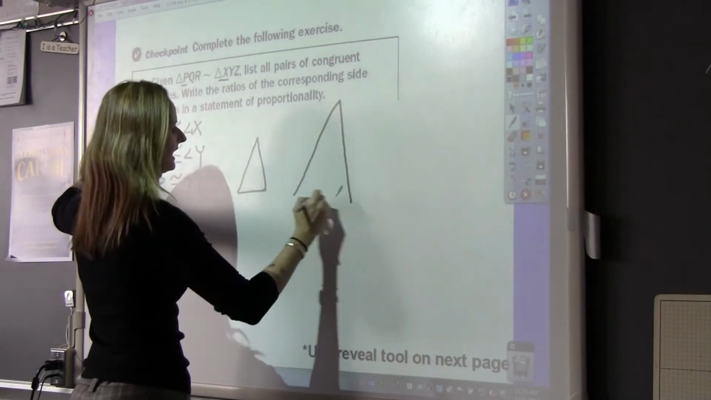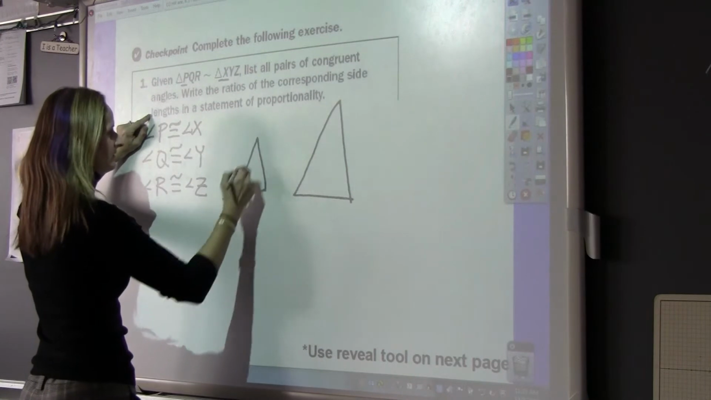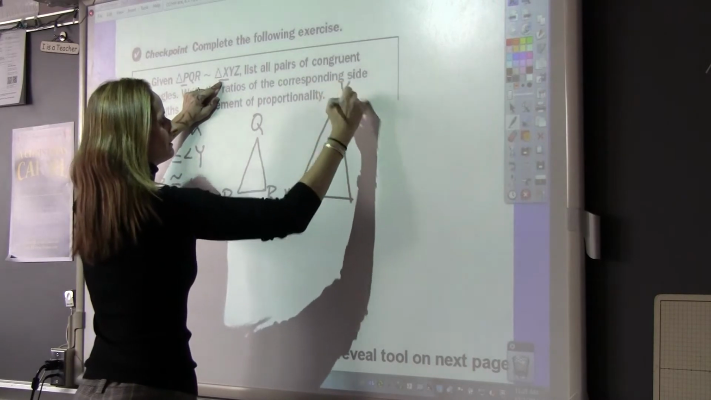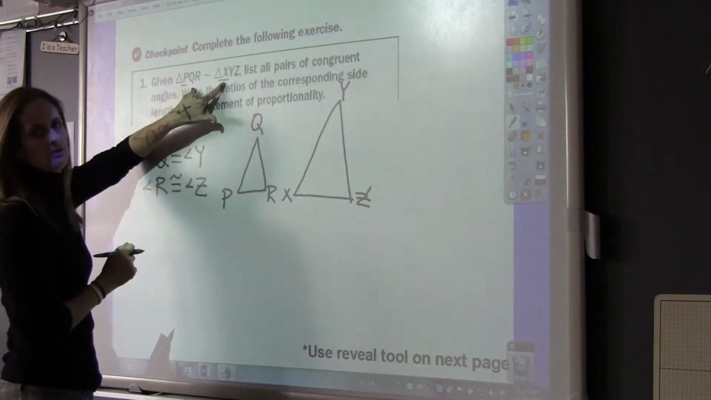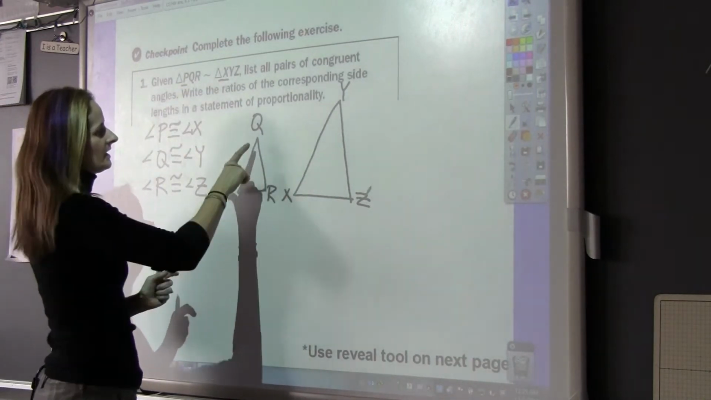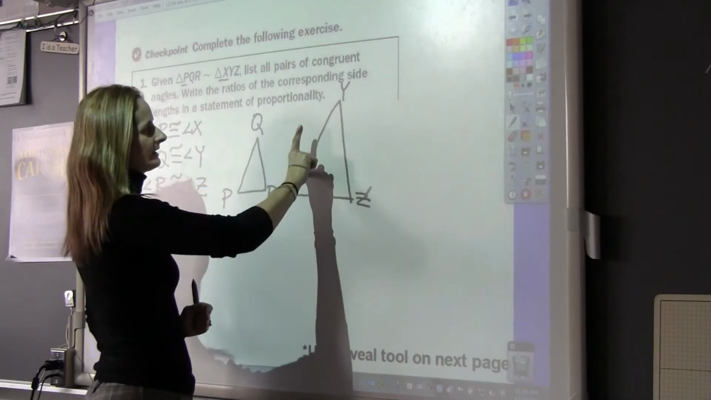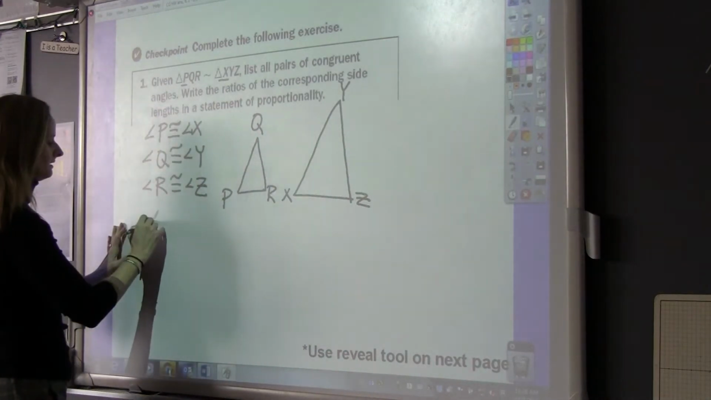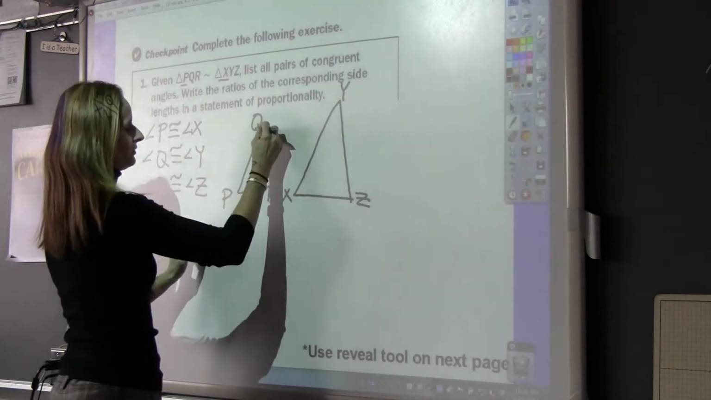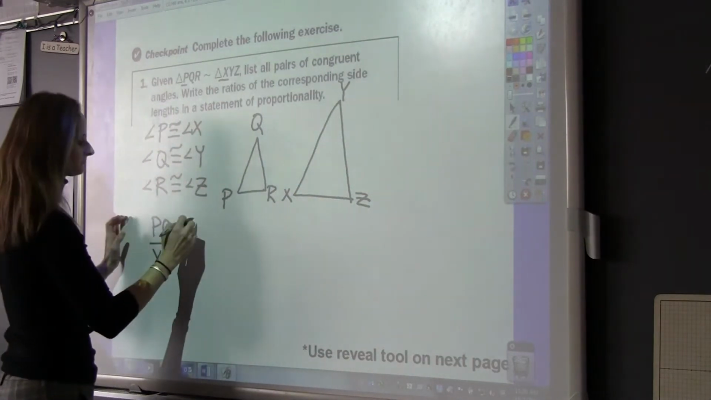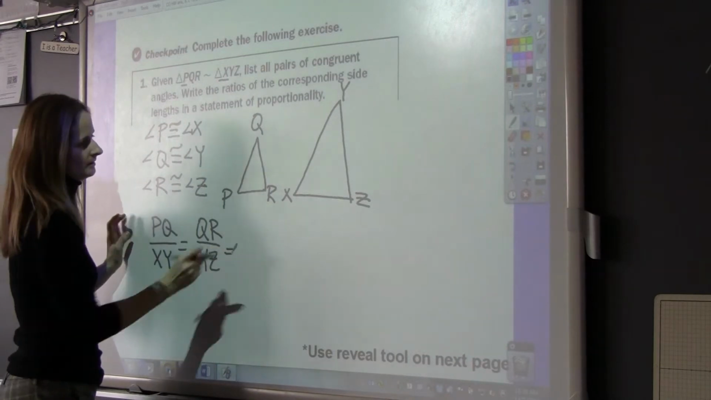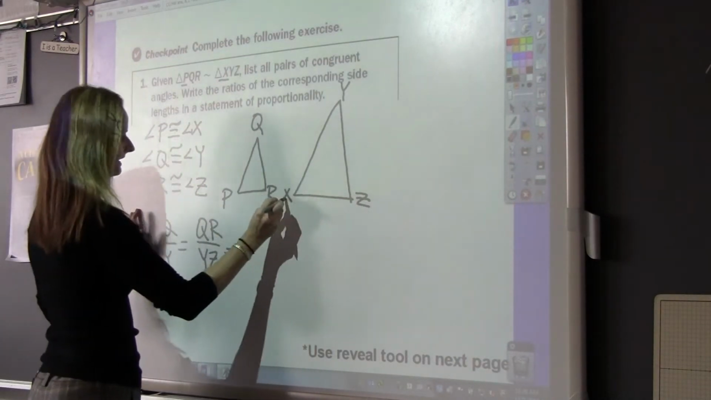Most of the time, you have to have a figure, you've got to have a diagram. If they didn't draw it for you, you need to go ahead and draw it yourself. But in this case, how they've named the two triangles really gives us all the information that we need. We could have a diagram and say, okay, PQ corresponds to XY. Okay, so PQ is to XY as QR is to YZ. RP is to ZX.